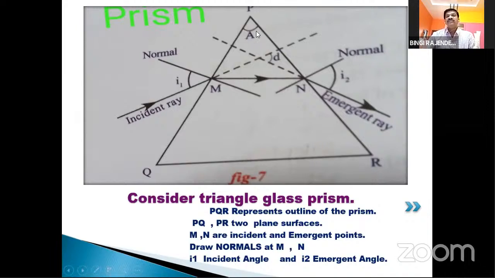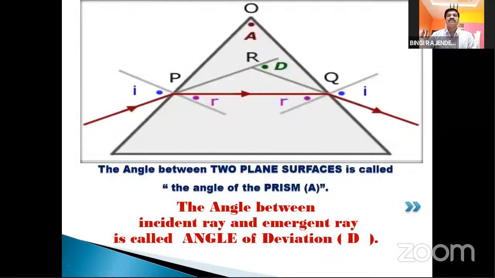In this way, we can learn about the geometrical measurements of the prism. Here is another picture. Geometrically, I give this picture. Triangular face. So A is the angle of prism.